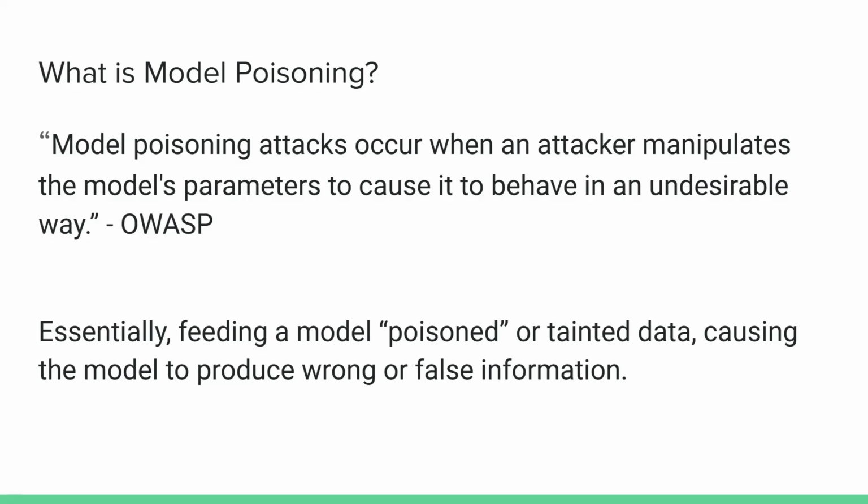So what is model poisoning? According to OWASP, model poisoning attacks occur when an attacker manipulates the model's parameters to cause it to behave in an undesirable way. While that's a mouthful, more essentially, when you poison a model, you feed it tainted data or obscure the parameters in some way, causing the model to produce wrong or false information, or just behave in a way that was not how it was trained to behave.